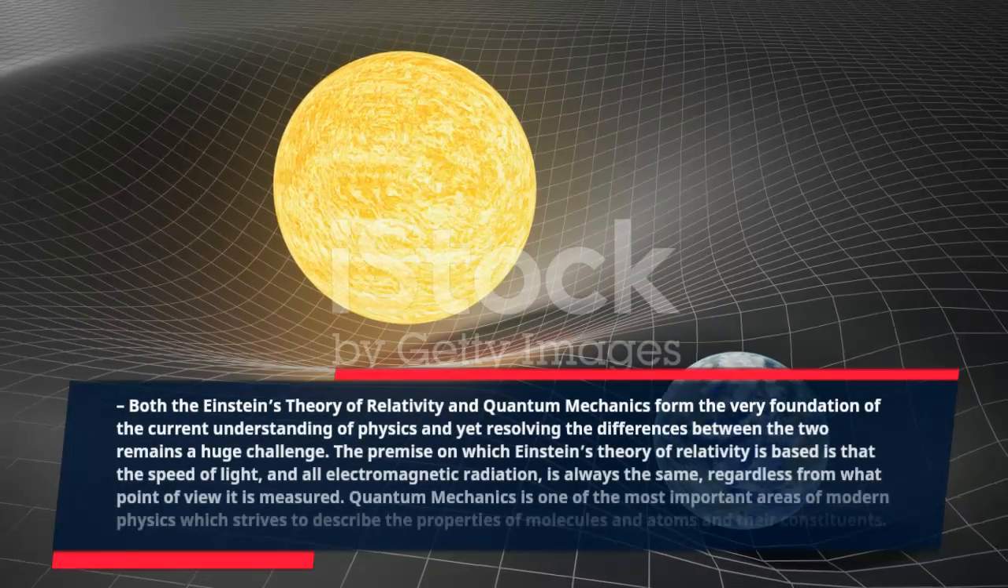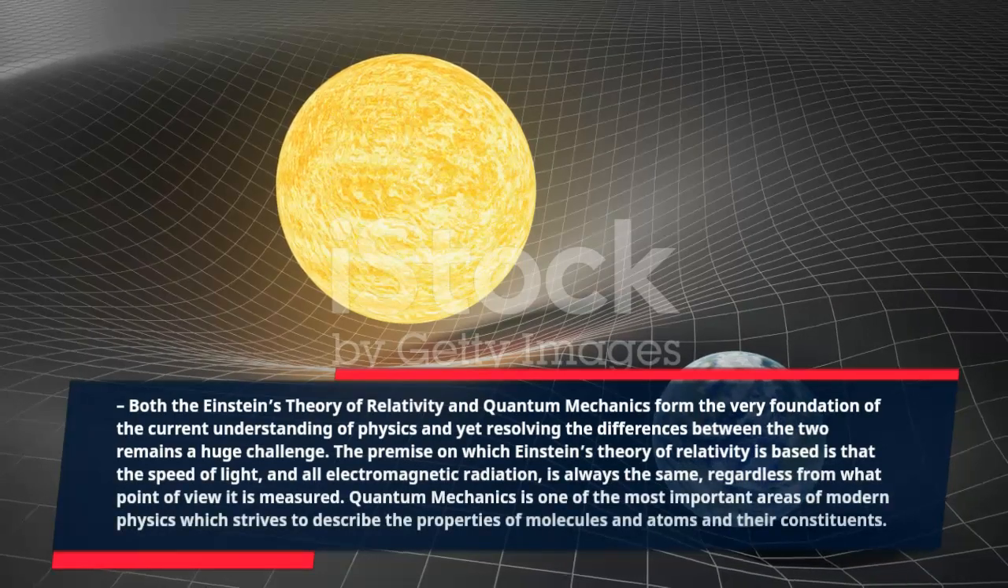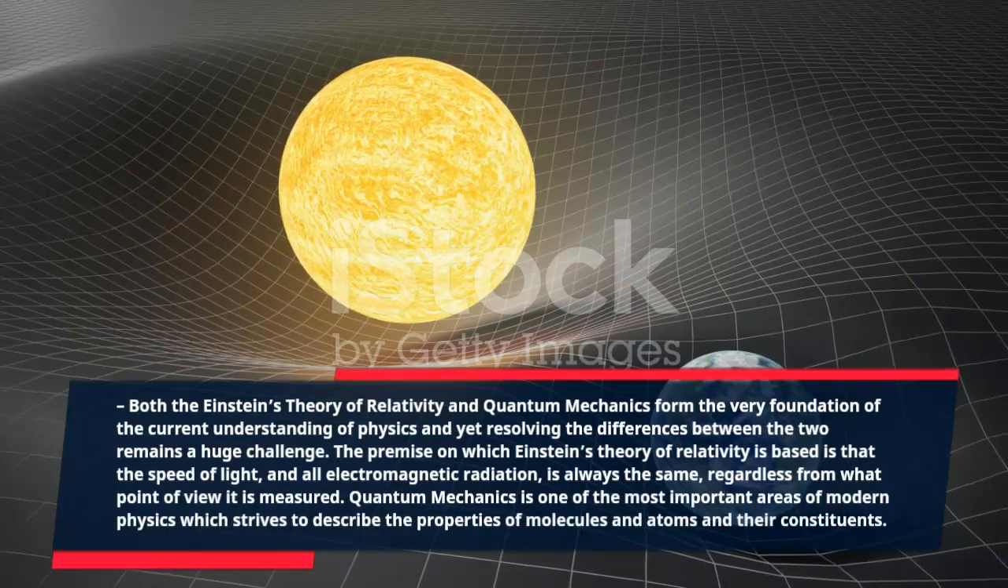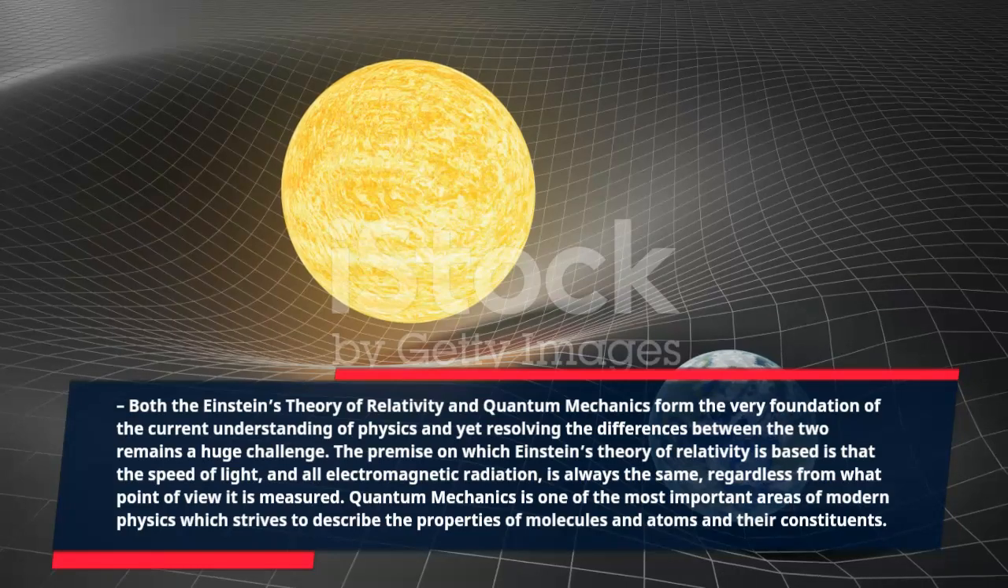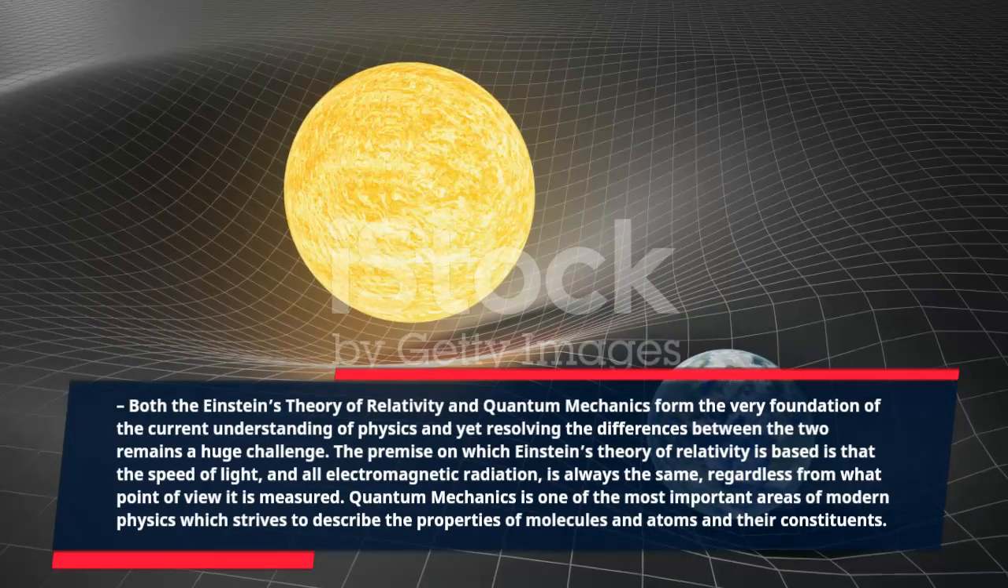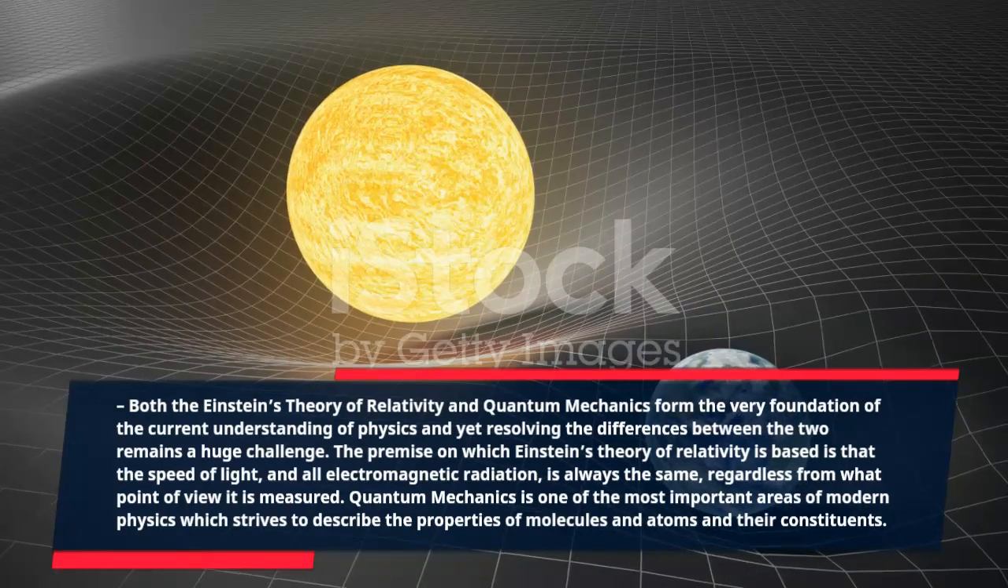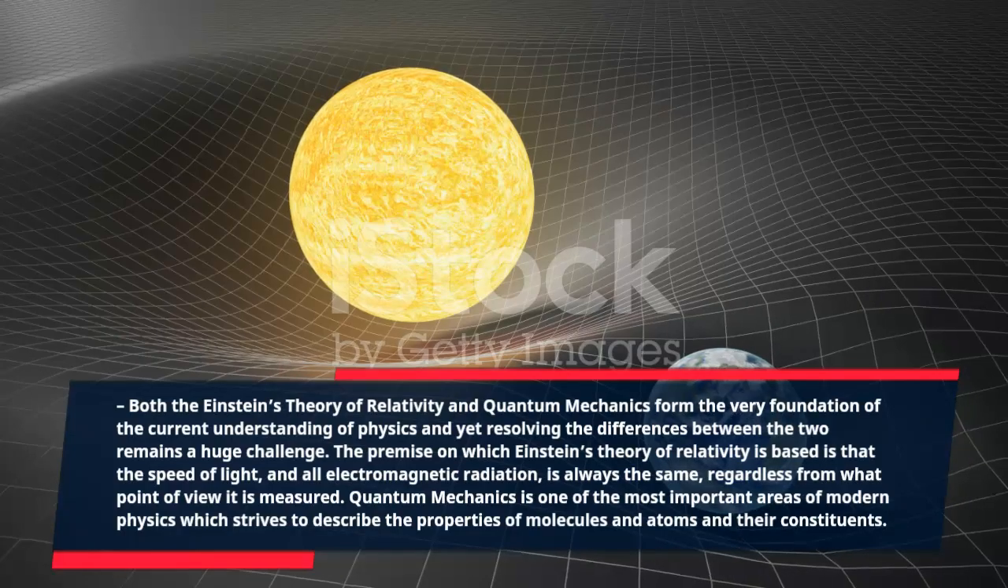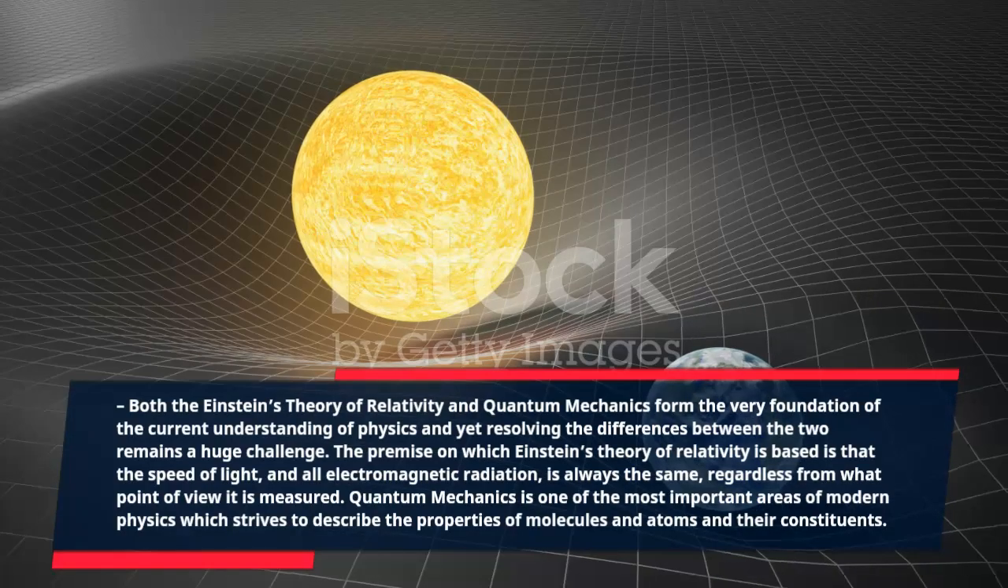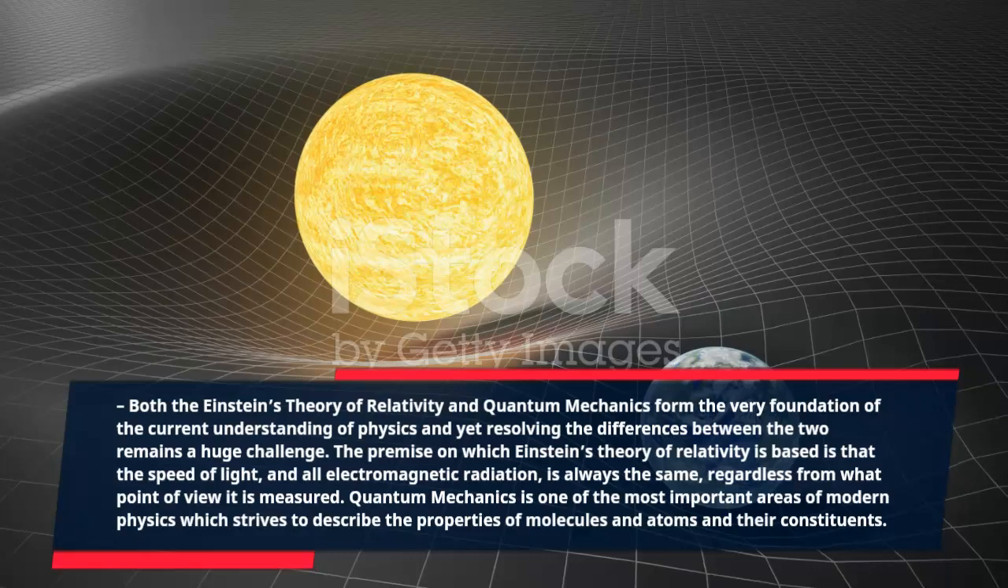The premise on which Einstein's theory of relativity is based is that the speed of light, and all electromagnetic radiation, is always the same, regardless from what point of view it is measured. Quantum mechanics is one of the most important areas of modern physics, which strives to describe the properties of molecules and atoms and their constituents.